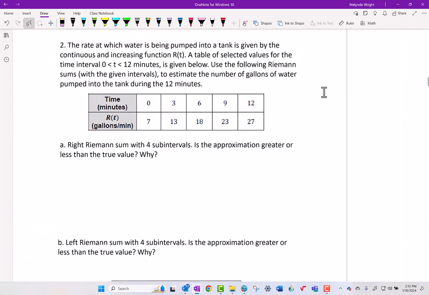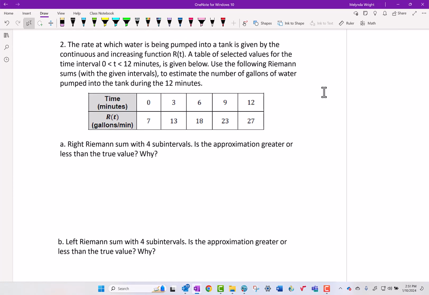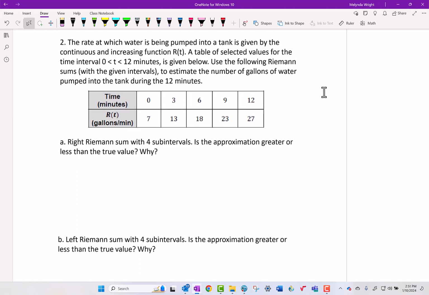So the rate at which water is being pumped into a tank is given by the continuous increasing function R. Table of selected values for the time intervals given below. Use the following Riemann sums with the given intervals to estimate the number of gallons of water pumped into the tank during the 12 minutes. So now we're doing a right and a left. Okay, here we go. So a right Riemann sum.